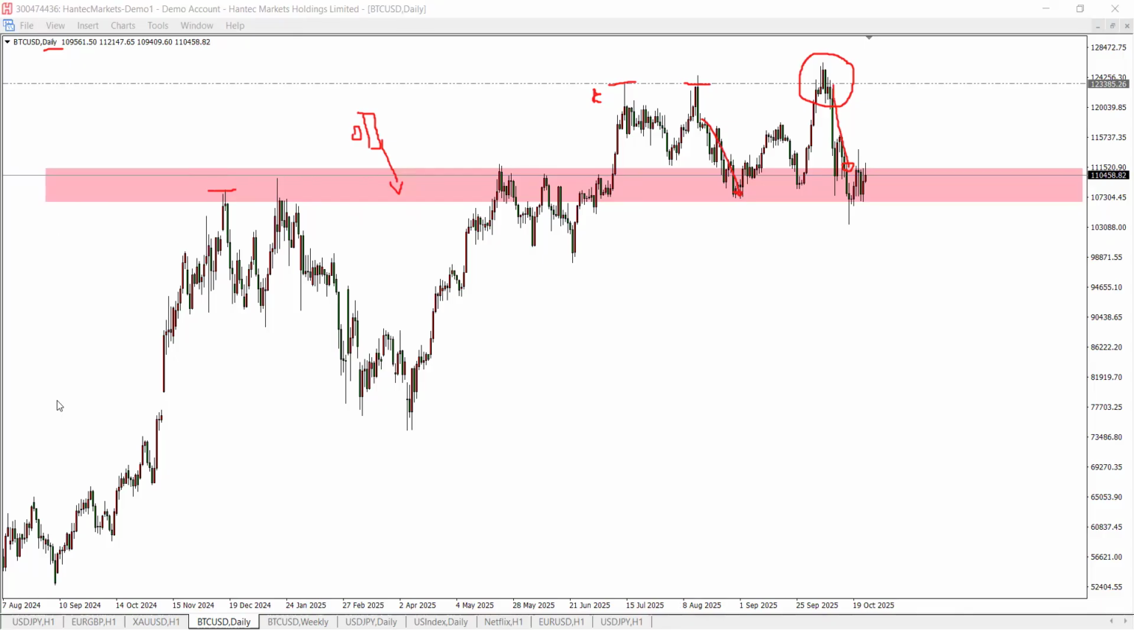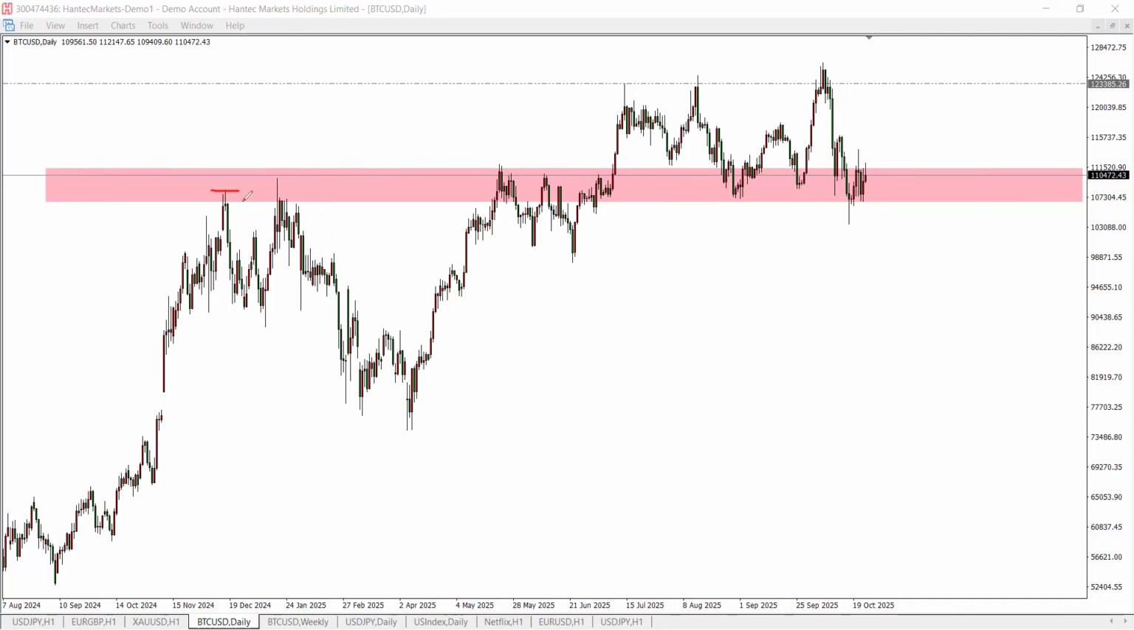Let me clean up the chart. Here is an area of resistance, right? One thing about support and resistance is that it could also act as a flip zone. A flip zone is an area of former resistance that can act as support after it has been broken, and vice versa. An area of support, after being broken, can act as resistance.